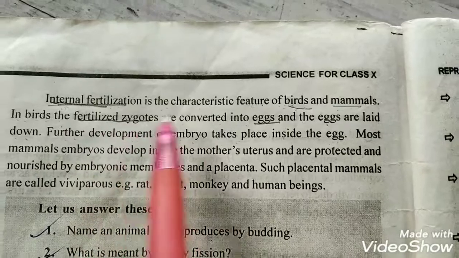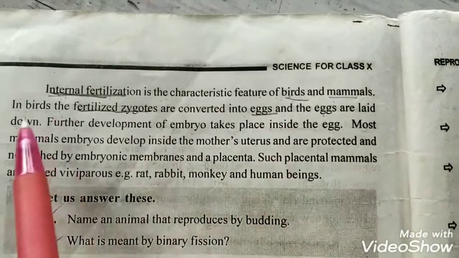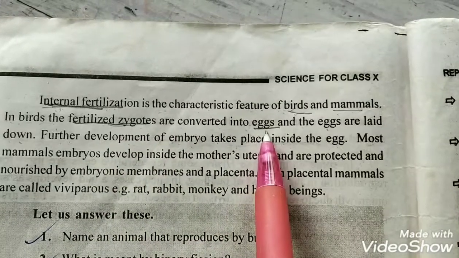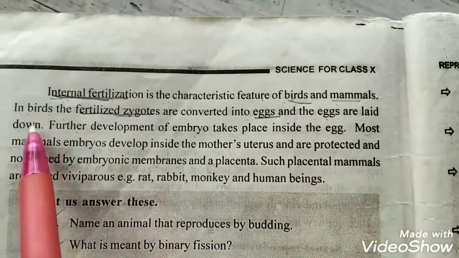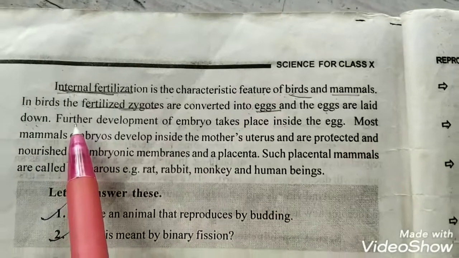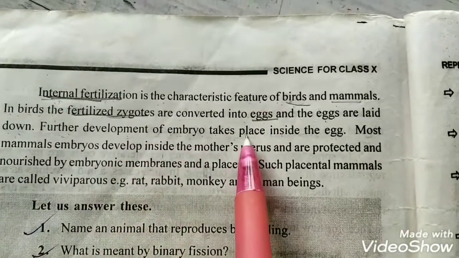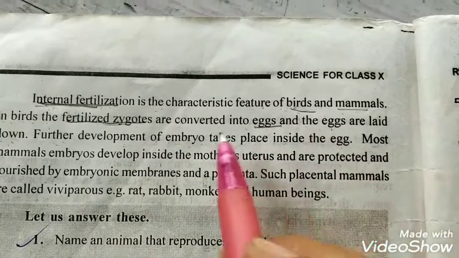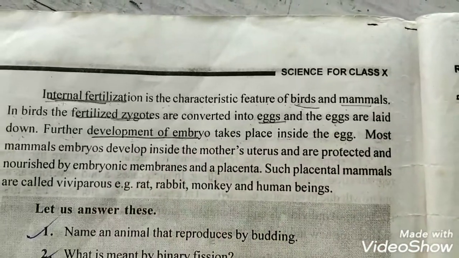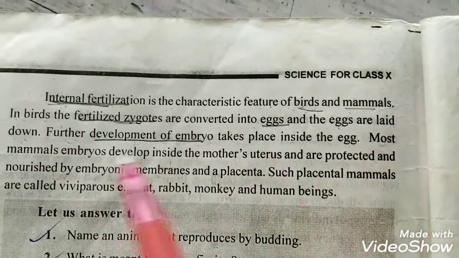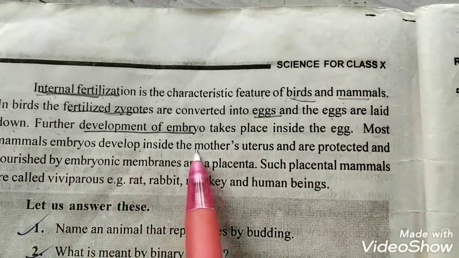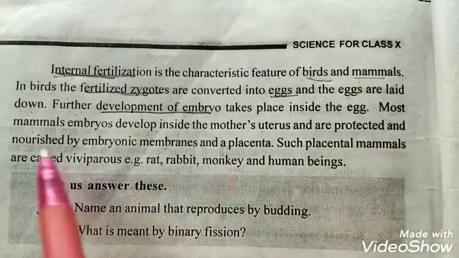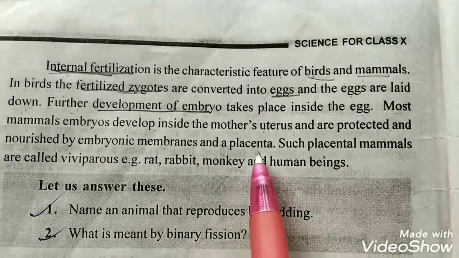In the birds, the fertilized zygote is converted into the egg. Once the fertilization takes place, what will happen? The fertilized zygote is converted into the egg, and the egg is laid down. Further, development of the embryo takes place inside the egg. Once the fertilized zygote has been converted into the egg, development of the embryo will take place inside the egg. In most mammals, the embryo develops inside the mother's uterus and is protected and nourished by the embryonic membrane and the placenta.